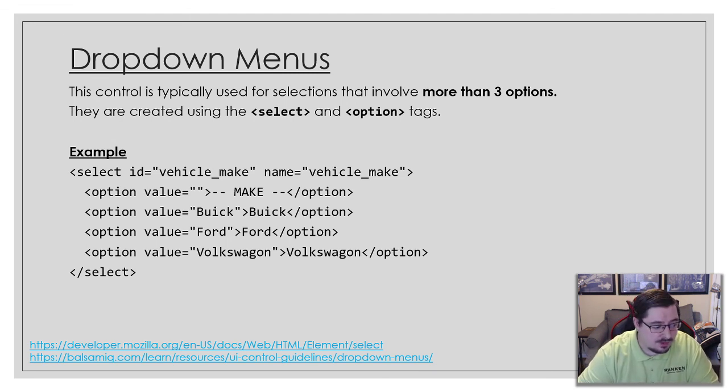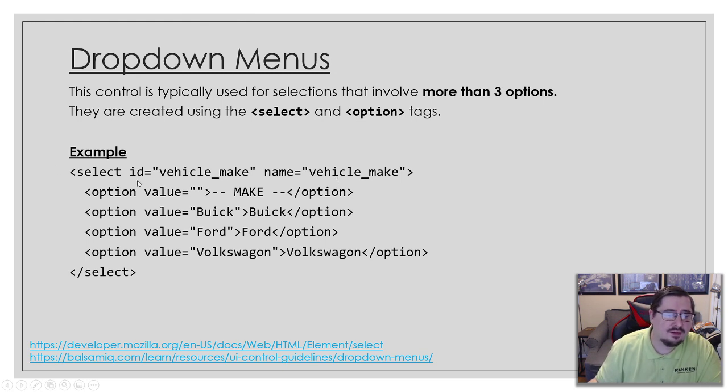Next up would be drop-down menus. So drop-down menus we create using the select tag, which is a little bit different. So far the other ones that we've looked at have been input tags. So this one we're going to use the select tag for. Just like with the form input, we're going to have an ID and a name. Remember, the ID is what we use to refer to in JavaScript. The name is what is actually sent to the server.